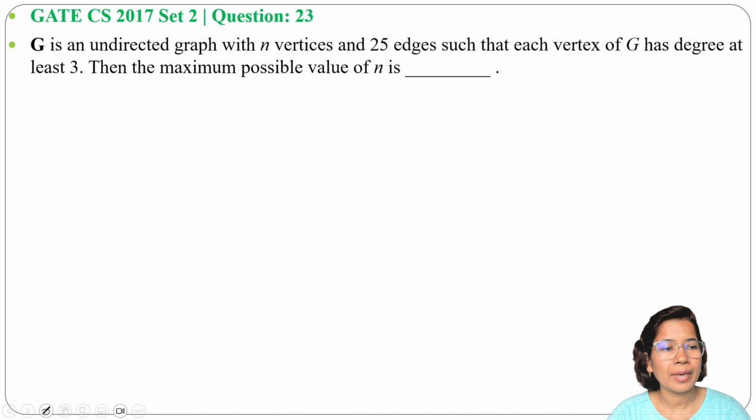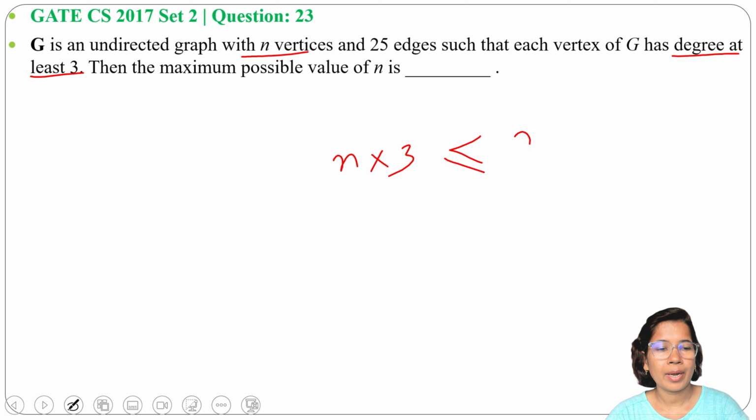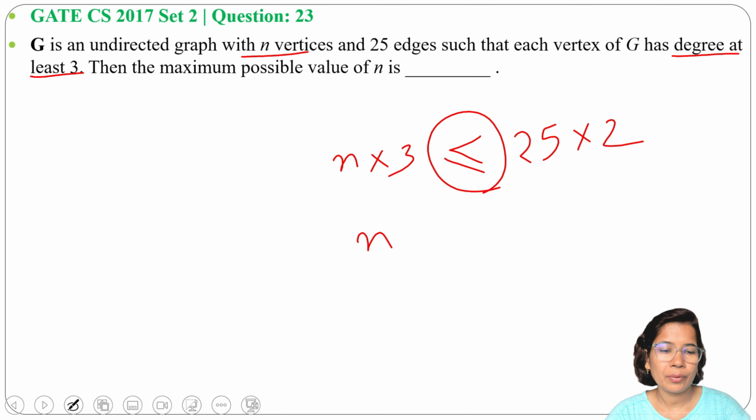So here it's given the degree of each vertex is at least 3 and there are n vertices. n multiplied by 3 should be less than or equal to 25 multiplied by 2. As we know, the sum of all degrees equals 2 multiplied by the number of edges, and here it's given degree at least 3, that's why it's the less than or equal to symbol. So n will be less than or equal to 25 multiplied by 2 divided by 3.